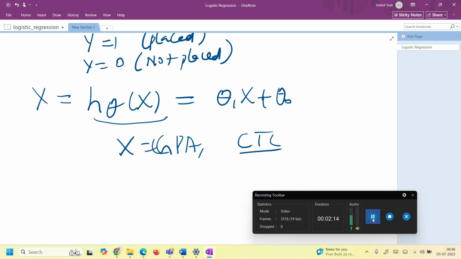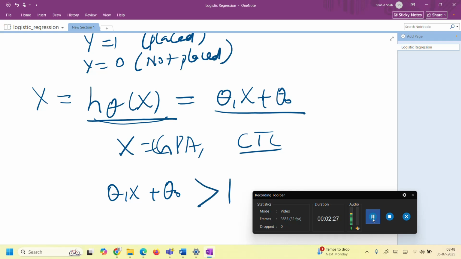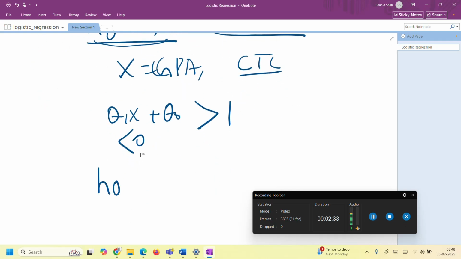Now coming to logistic regression, can we use the same hypothesis for classification problems? The answer is clearly no, because theta 1 x plus theta 0 can definitely be greater than 1 at times and less than 0 also. We need some hypothesis function which will be between 0 and 1.